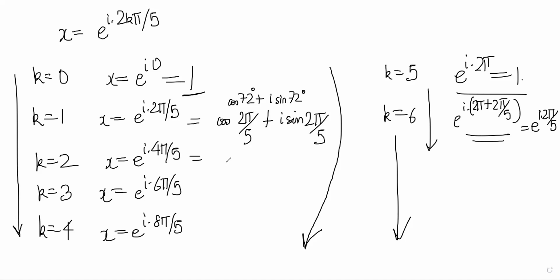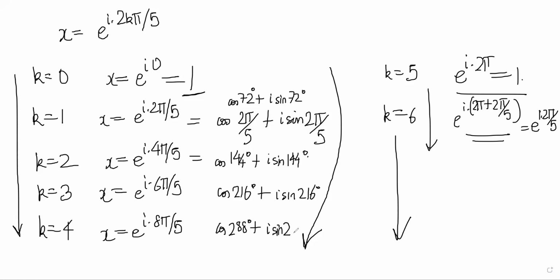This is 144 degrees: cos 144 degrees plus i sin 144 degrees, right? This is cos 216 degrees plus i sin 216 degrees. And finally, this 8 pi by 5 is basically double of this 4 pi by 5, so cos 288 degrees plus i sin 288 degrees. You can confirm for yourself that all of these complex numbers are at different places on the xy plane.